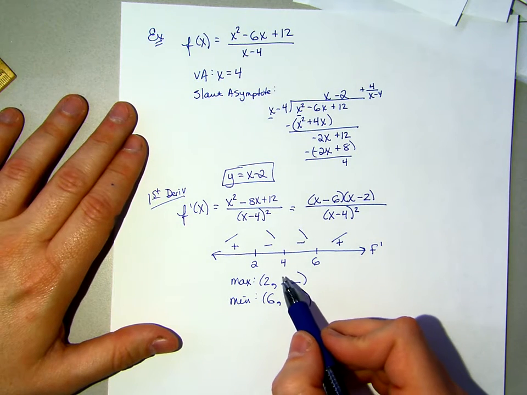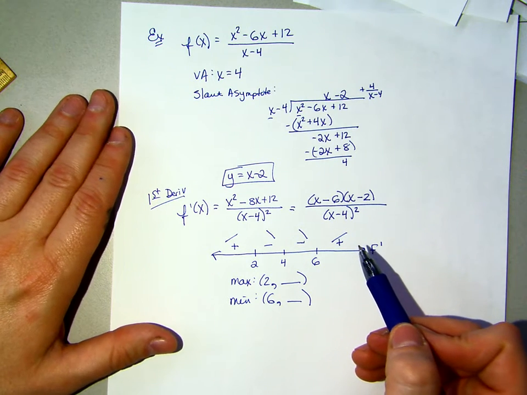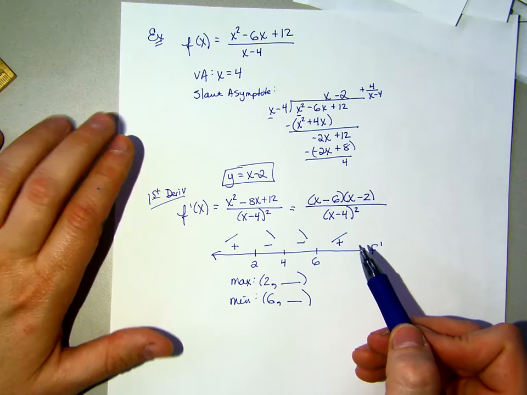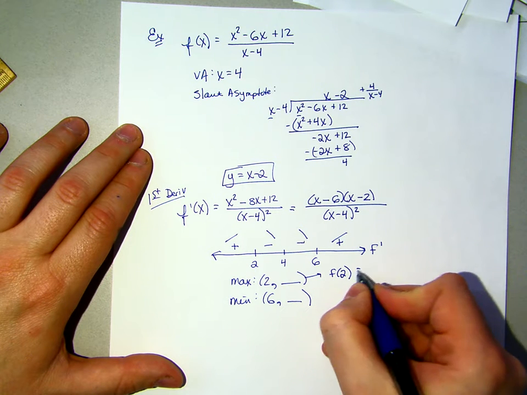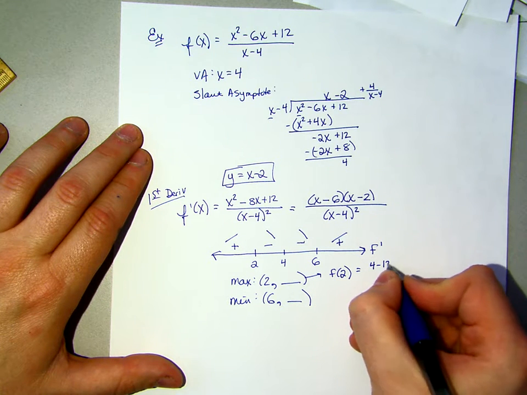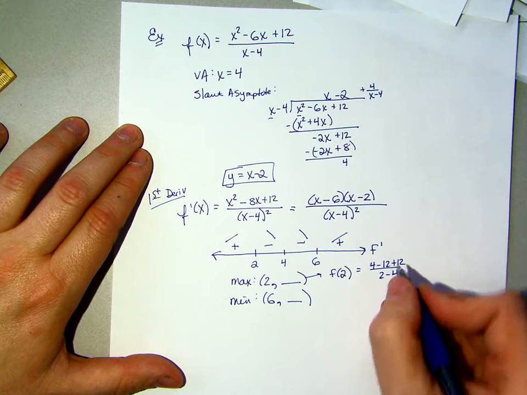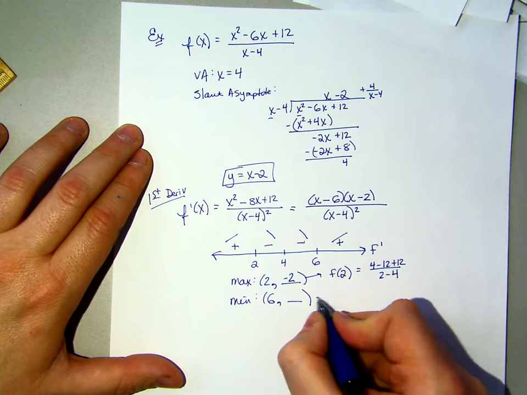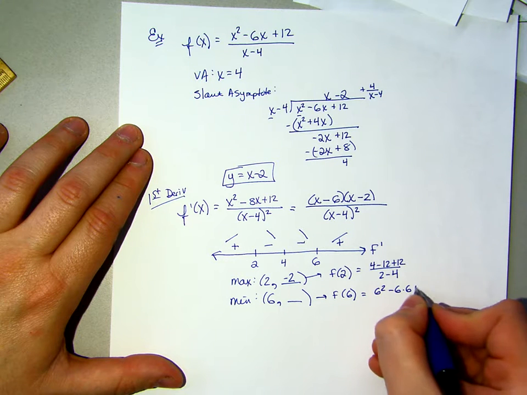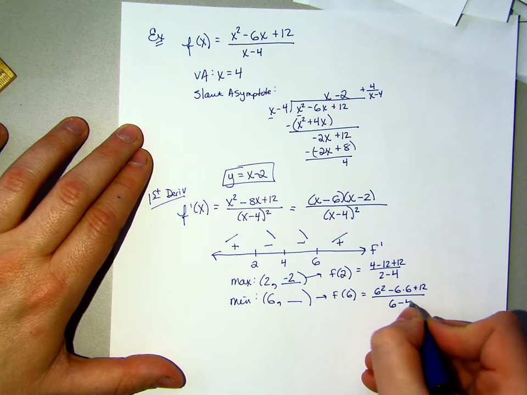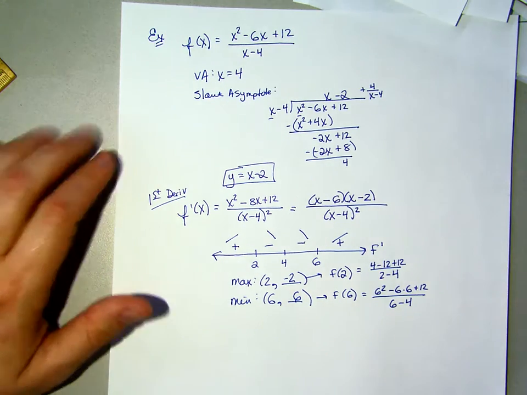4 is a critical value because it made our denominator equal 0. Critical values, remember, come from both parts. Okay, so I'm going to plug 2 into the original. 4 minus 12 plus 12 over 2 minus 4. 4 over negative 2, maybe negative 2 for a y coordinate. To negative 2, 6 comma 6.